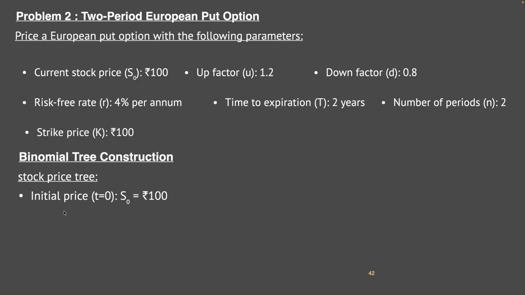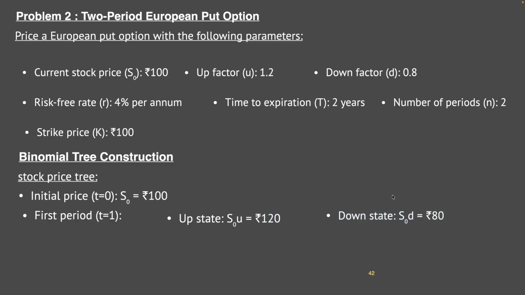Let us see how we construct this binomial tree. The initial stock price S0 is equal to 100. Let us take the first period, T equal to 1. The up state S0U is 100 into 1.2, which becomes 120, and the down state is 100 into 0.8, which becomes 80.